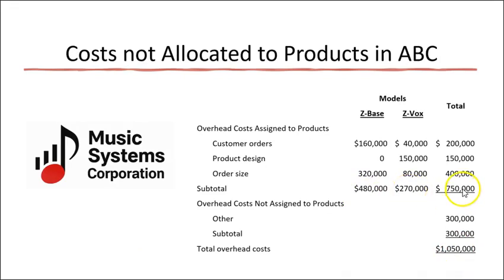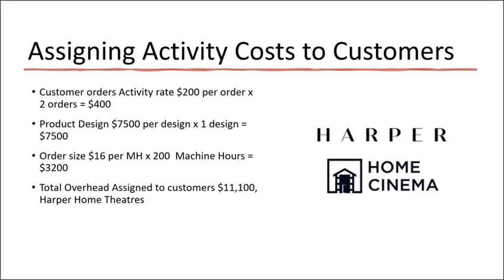That totals $750,000. But that doesn't equal the $1,050,000, does it? Well, no. How come? Well, because the $300,000 were those other costs, other activity, organizational sustaining activity. And this activity is not caused by products. When we add that $300,000 to the $750,000, well, then we balance out to the total $1,050,000 of overhead for the company.